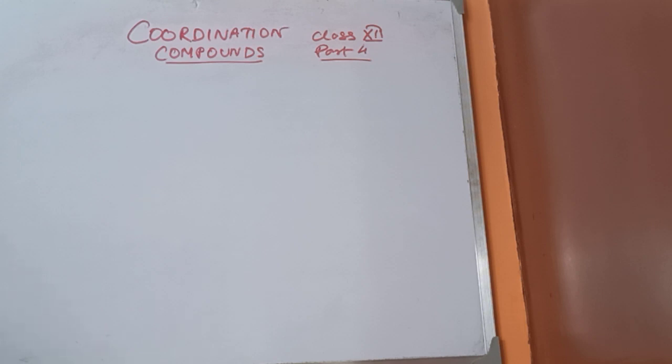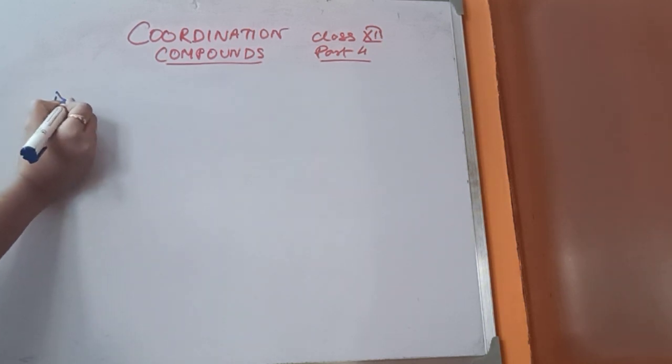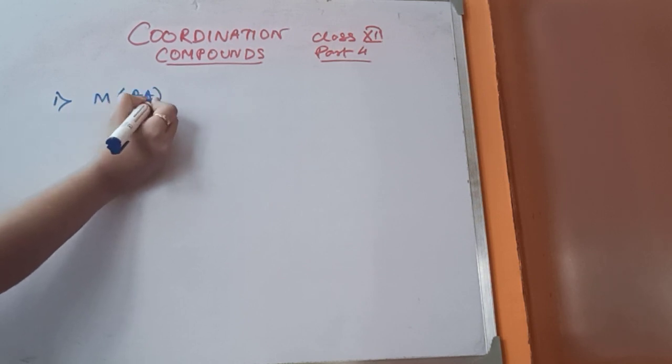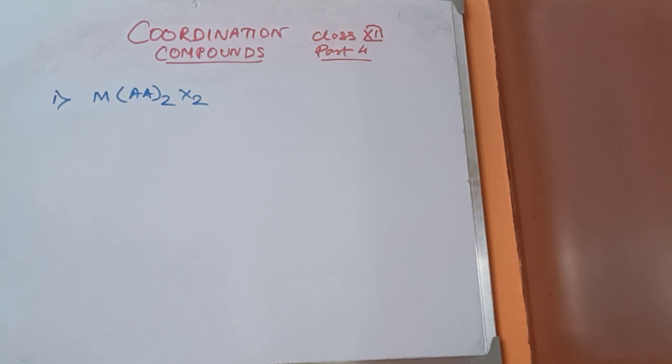Now I'll come to the coordination compounds which are octahedral complexes. Octahedral complexes that show optical activity are of three different types. I have told you that for coordination compounds to show optical activity, either all the ligands should be different or they should have at least one bidentate ligand. The first type is M(AA)2X2. The first type is M(AA)2X2.